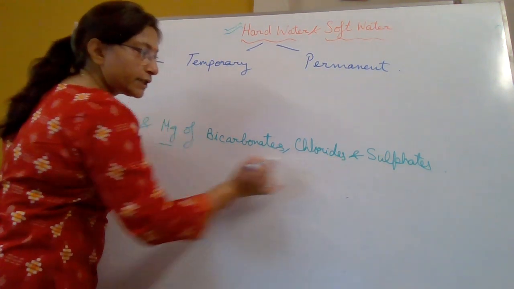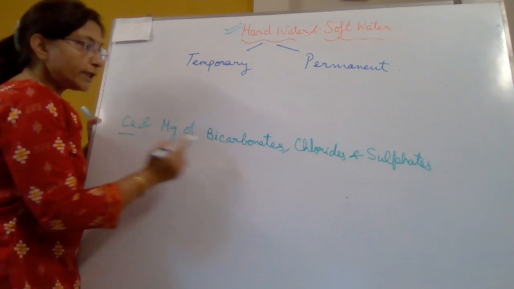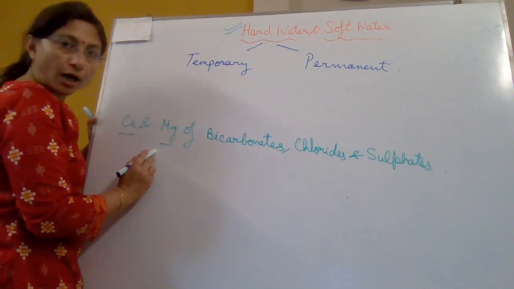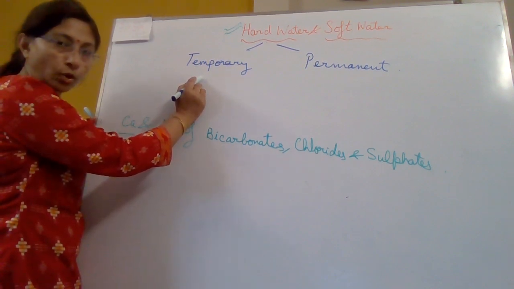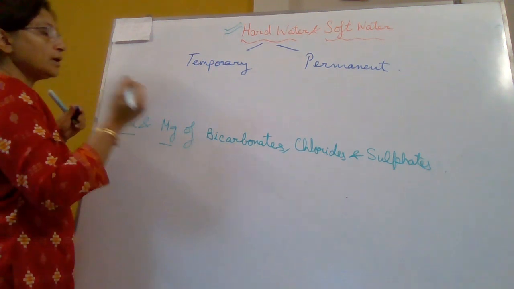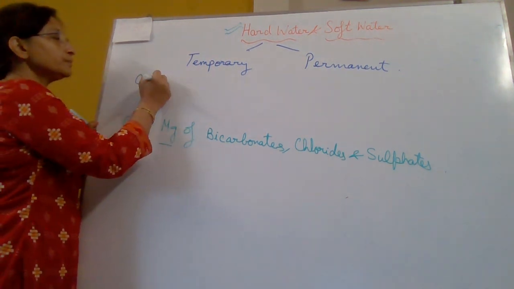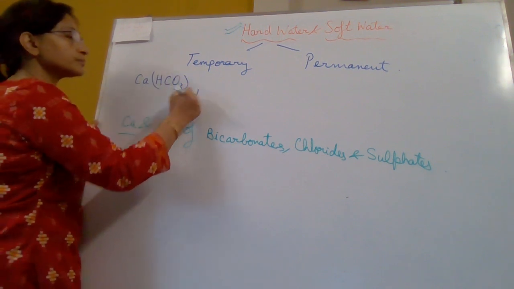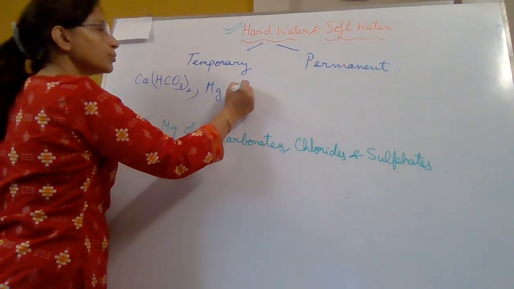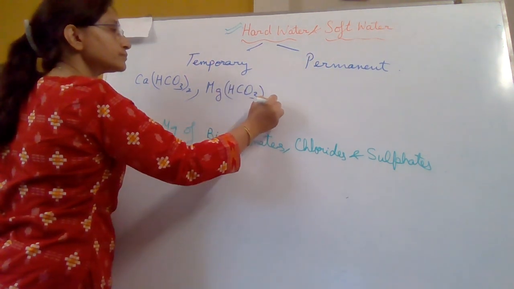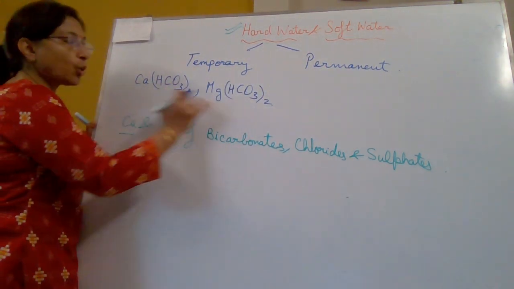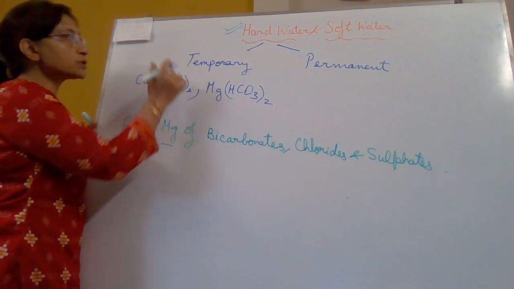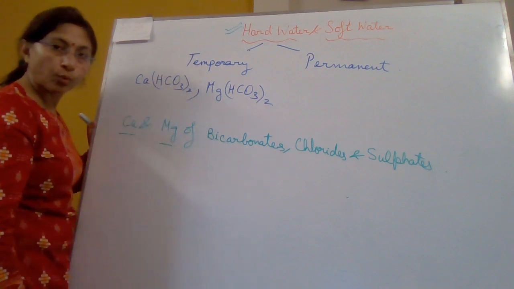Now, out of all these impurities, only the bicarbonates of calcium and magnesium are present in the temporary hard water. So basically we can say calcium bicarbonate and magnesium bicarbonate, both are responsible, the presence of these salts is responsible for the temporary hardness of the water.